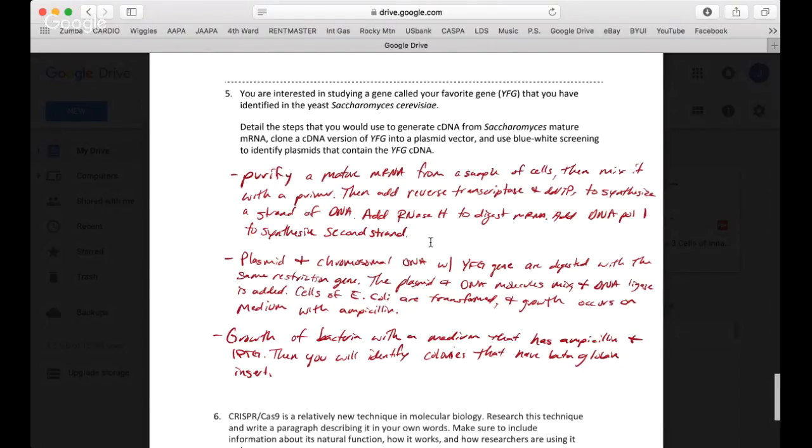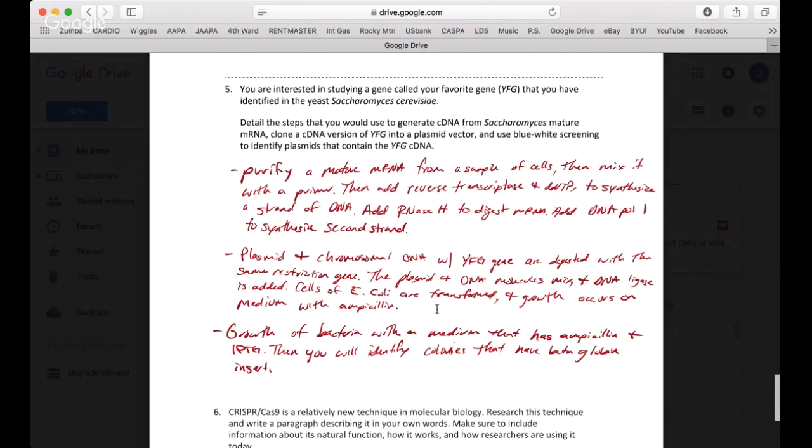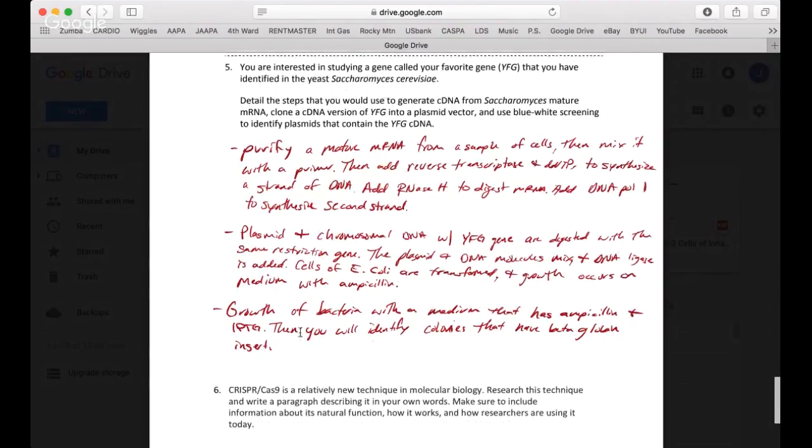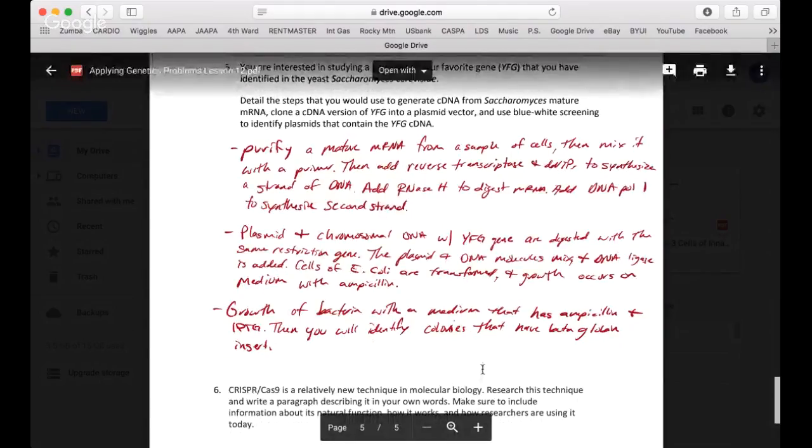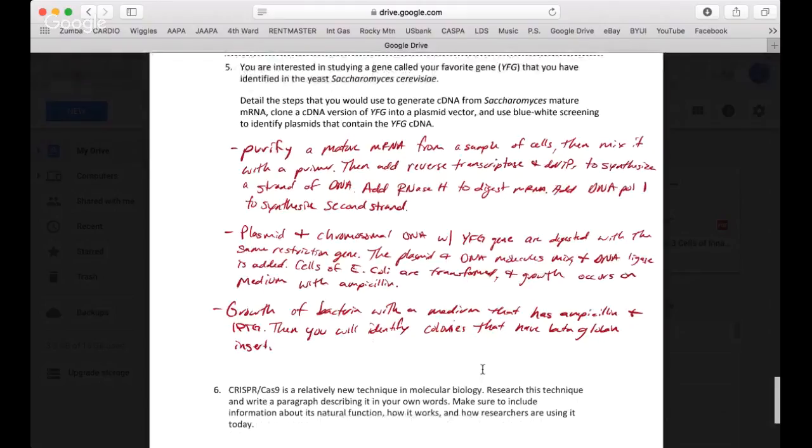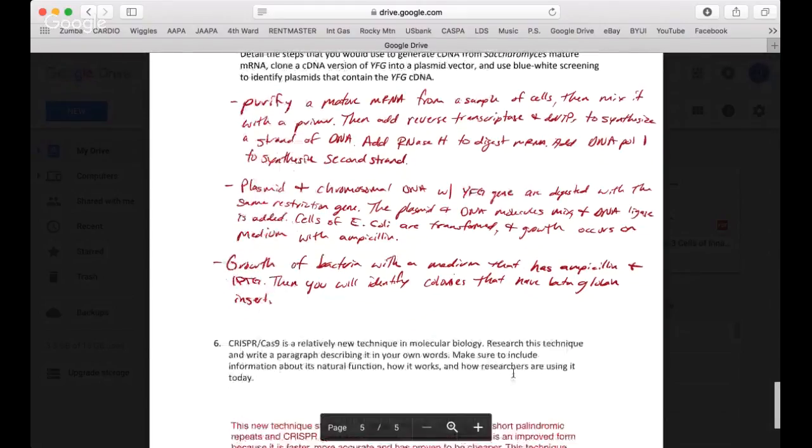And then to clone, you'd have a plasmid and chromosomal DNA with the YFG gene that are digested with the same restriction enzyme. Then the plasmid and DNA molecules are mixed, and the DNA ligase is added. Cells of E. coli are transformed, and then the growth occurs on a medium with ampicillin. And then the last one, growth of bacteria with a medium that has ampicillin and IPTG. Then you can identify the colonies that have beta globin insert.